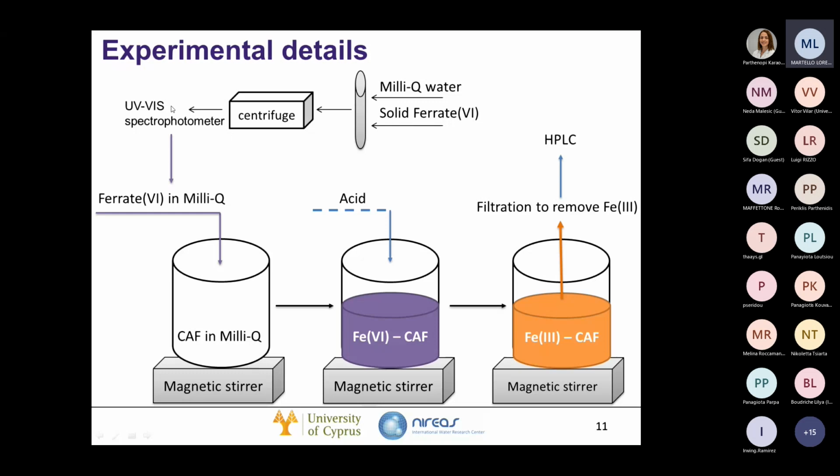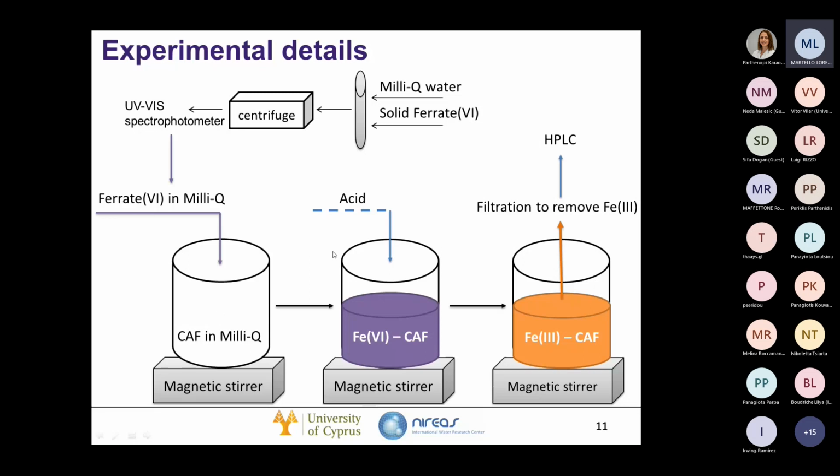We could standardize, we could measure the concentration of iron 6 using a UV visible spectrophotometer. Iron 6 has a very characteristic purple color and absorbance at 510 nanometers. So it's easy to quantify the concentration. And we had a solution with the model compound, in this case, for example, caffeine.